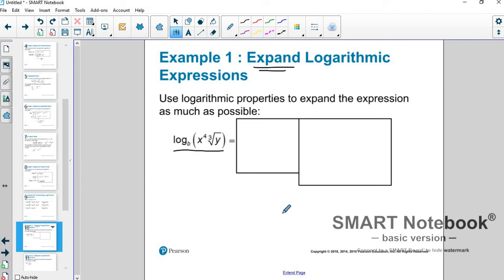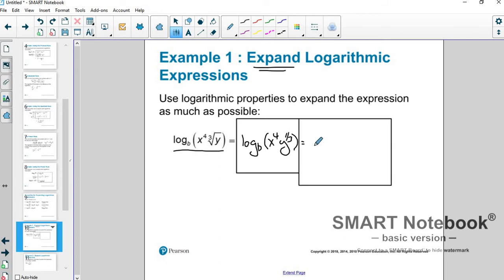We have 3 rules: product rule, quotient rule, and power rule. So when we expand, we want to use any of those rules that apply until we get it completely broken apart into sums and differences. All right, the first thing I need to recognize is I cannot leave this as the cube root of y. I need to rewrite this as log base b of x to the 4th y to the 1/3.